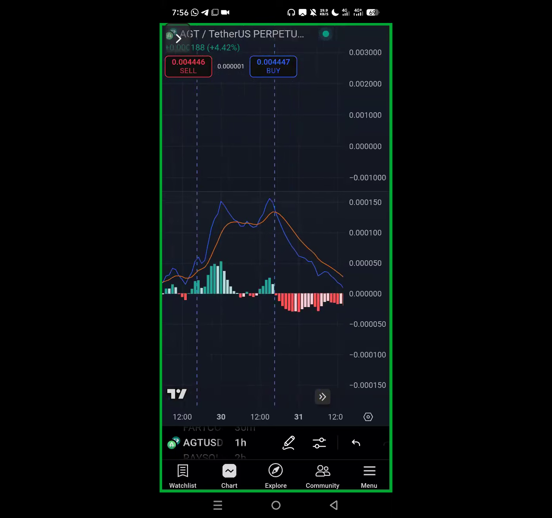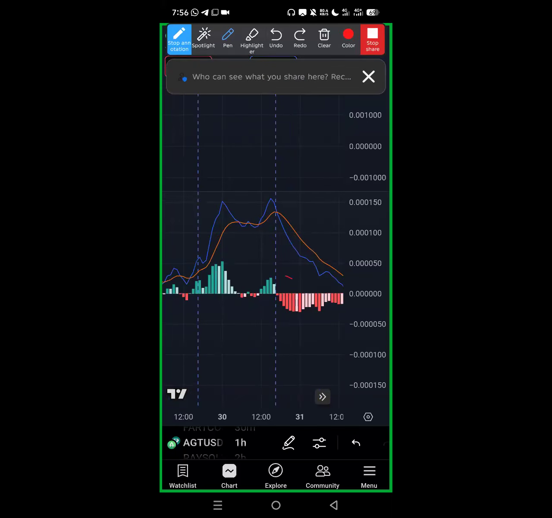These bar-like structures are what we call the histograms. What we were saying is that it helps measure the momentum of the market. That is what we call the histogram. So it shows you the strength or the momentum of the market.